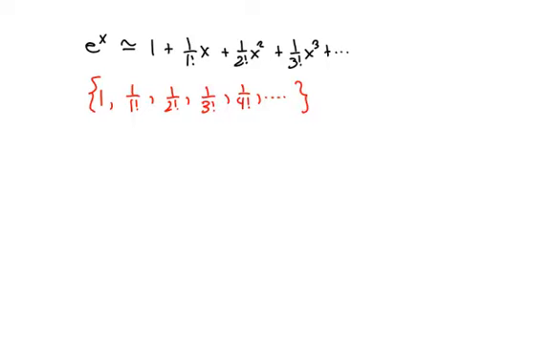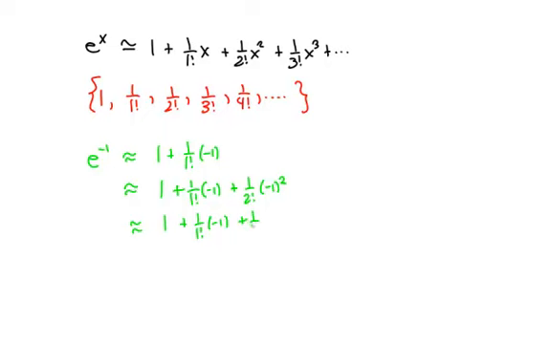The other thing we've been focusing on is when we plug in a specific number, such as approximating e to the negative 1, where we would plug in negative 1 and get a list of approximations. So there's the approximation 1 plus 1 over 1 factorial times negative 1. And we'd get the better approximation of 1 plus 1 over 1 factorial times negative 1 plus 1 over 2 factorial times negative 1 squared. And we'd get an even better approximation by adding 1 over 3 factorial times negative 1 cubed.